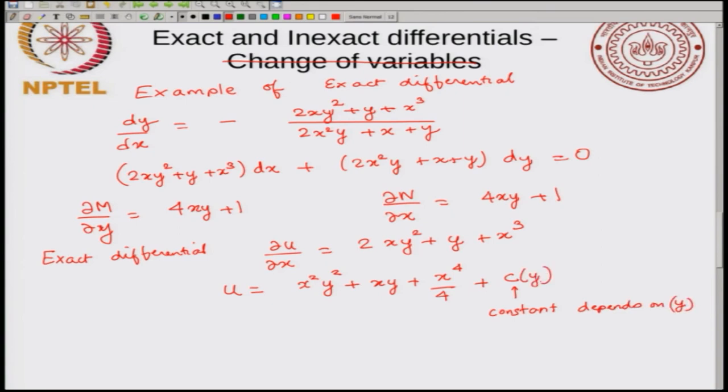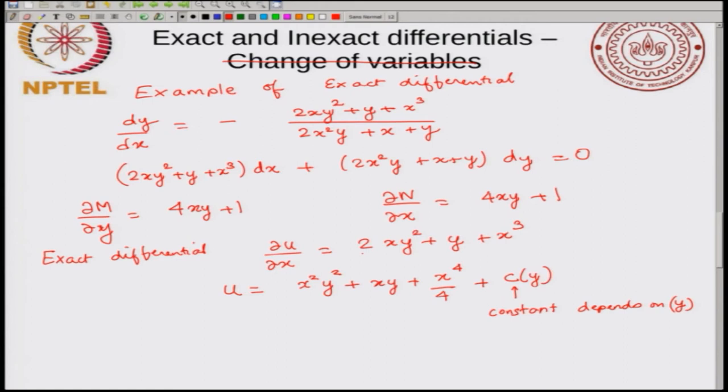Okay, so I should write c of y, because I had a partial derivative with respect to x. So any function of y, if I take the derivative with respect to x, it will go to 0. So if I have this, you can verify that a derivative with respect to x will give me exactly the above equation. Okay, so this is a form of u.